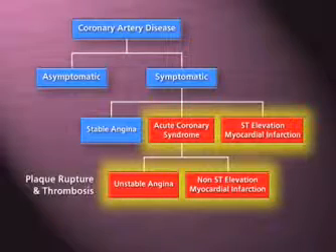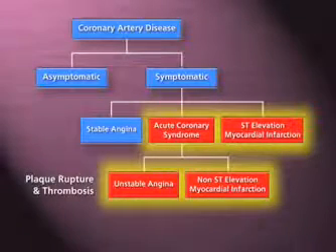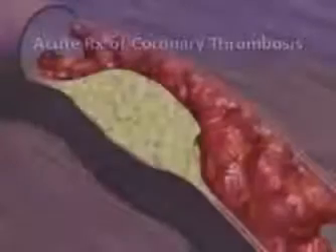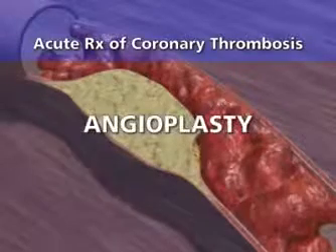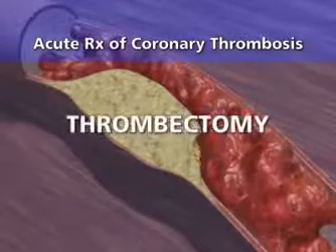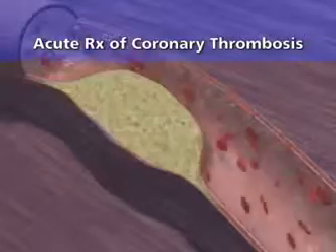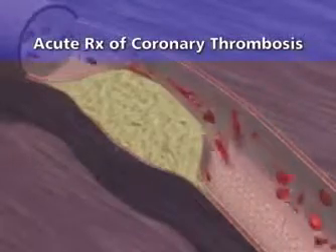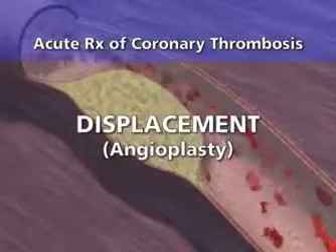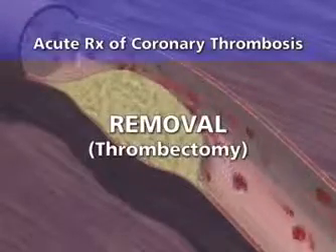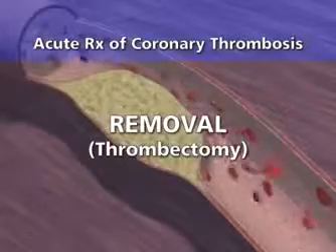Plaque rupture with coronary thrombosis is the most common cause of acute, life-threatening coronary artery disease. Emergency therapy by thrombolysis, angioplasty, or thrombectomy restores blood flow by targeting the thrombus, either dissolving it, displacing it, or removing it as quickly as possible. Rapid restoration of blood flow relieves symptoms and minimizes myocardial damage.